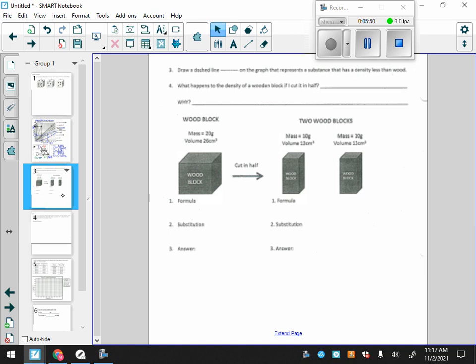What would happen to the density of a wooden block if I cut it in half? Well, what do you think happens to any pure substance if you cut it in half? If you cut a pure substance in half, the density stays the same. The density doesn't change. Why not?